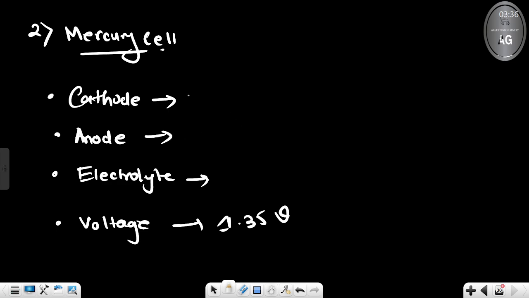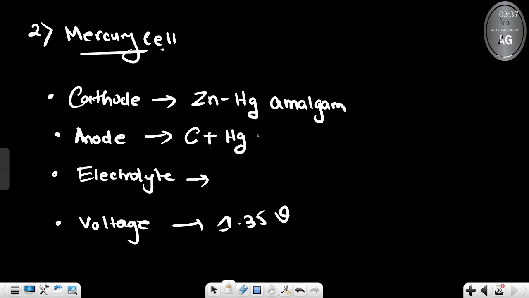Okay. Anode, zinc mercury amalgam. This time it is zinc mercury amalgam. You can also write only zinc amalgam, because amalgam's definition is only that mercury is present. So you can also write only zinc amalgam. Zinc mercury amalgam. Cathode is this time carbon with HgO, or you can write HgO with carbon.